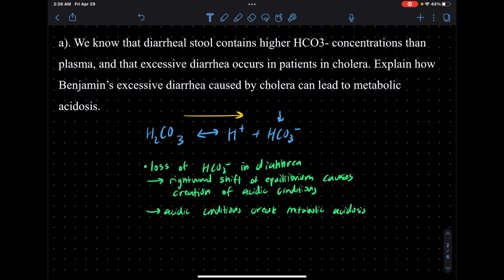So for part A, we want to look at the equilibrium reaction between H2CO3 and bicarbonate to H plus and HCO3 minus. So HCO3 minus decreases due to the increased loss of HCO3 in the diarrhea. This causes a rightward shift of equilibrium, which creates acidic conditions. And these acidic conditions are what causes metabolic acidosis.